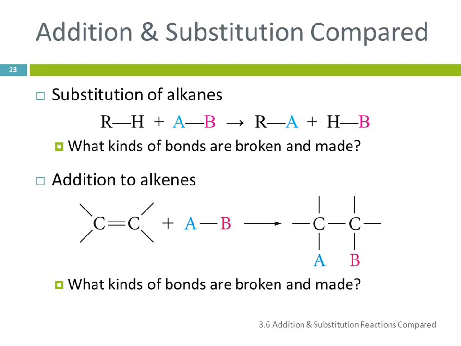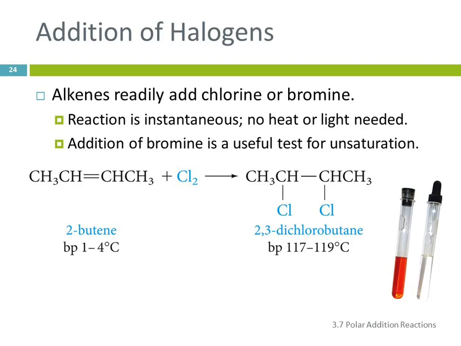So it's really helpful to understand the underlying difference between substituting, where I'm going to put this guy in and somebody else comes out, versus adding, where I'm just putting this into it, nothing's coming out, I'm just adding it. Alkenes readily add bromine or chlorine. It's instantaneous, it doesn't need any light or heat. A substitution reaction for the alkanes needed either light or heat in order to get it going.